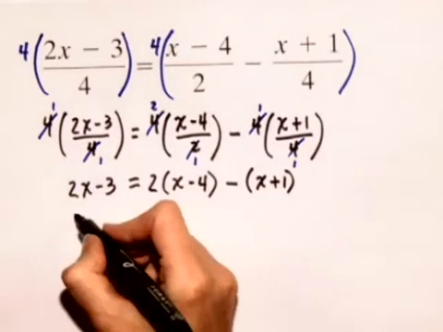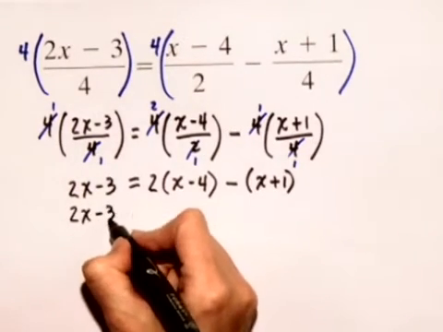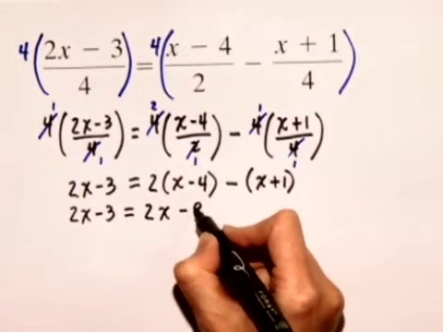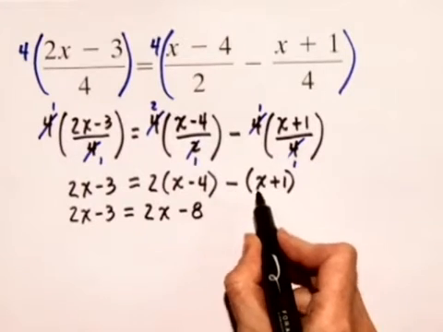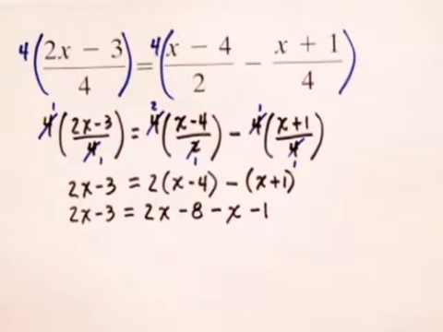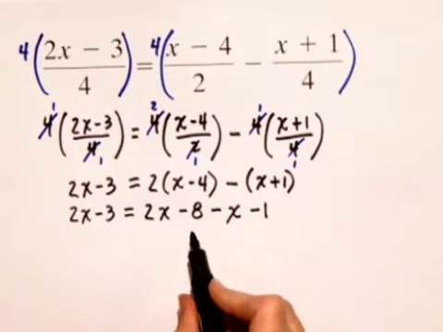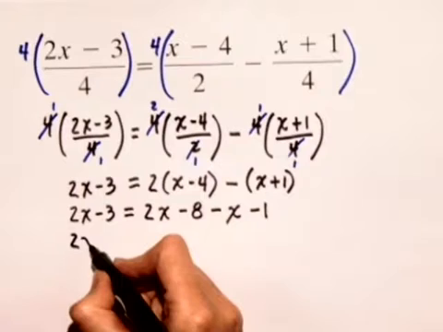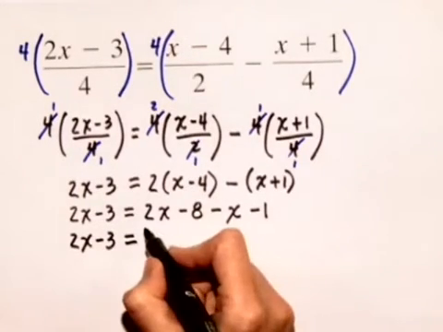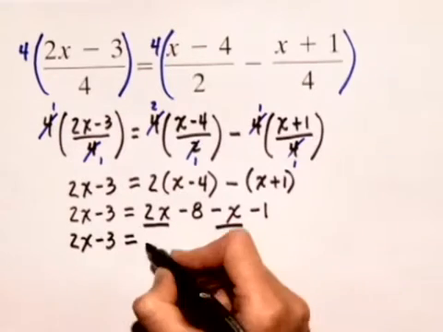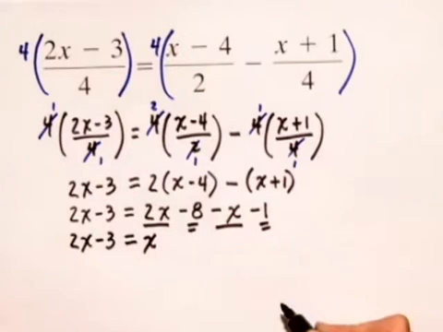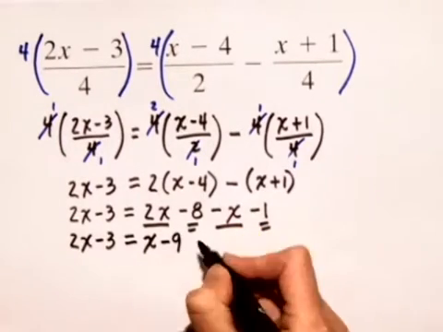So we have on the left-hand side 2x minus 3 is equal to 2x minus 8, and when we distribute the negative through the last parentheses, we have minus x minus 1. So on the right-hand side, let's combine some like terms. We'll leave the left-hand side alone. 2x minus 3 is equal to, on the right-hand side, we have 2x minus x, which just gives us x, and then we have negative 8 minus 1 gives us minus 9.